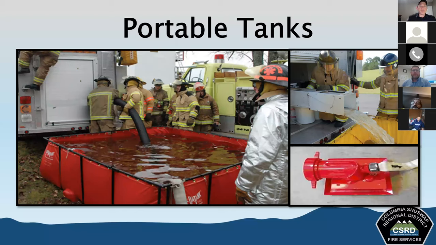A lot of times you'll see apparatus will have these large dump valves, like in the top right photo that I have on this picture here. That's a dump valve. It helps us to unload water at a very fast rate. Typically, we can do it up to 3,000 gallons per minute using a dump valve.